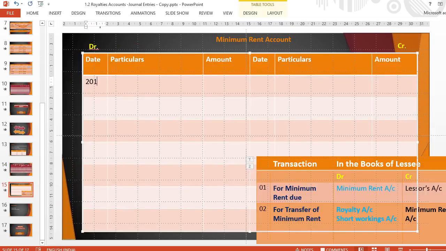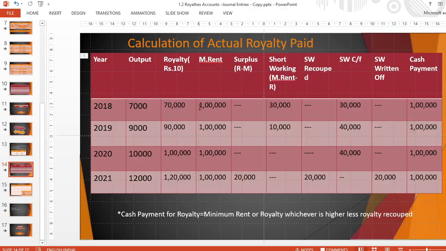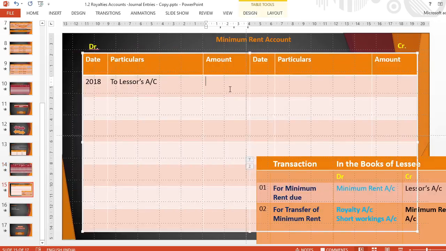So I'll write 2018. The first transaction is minimum rent due. As far as minimum rent due, the entry is minimum rent account debit to lessor's account. So on the debit side, I'll write to lessor's account. I need to record the amount, so I should check our royalty table. Minimum rent is 1 lakh rupees, so I'll record the same thing. Minimum rent is 1 lakh.